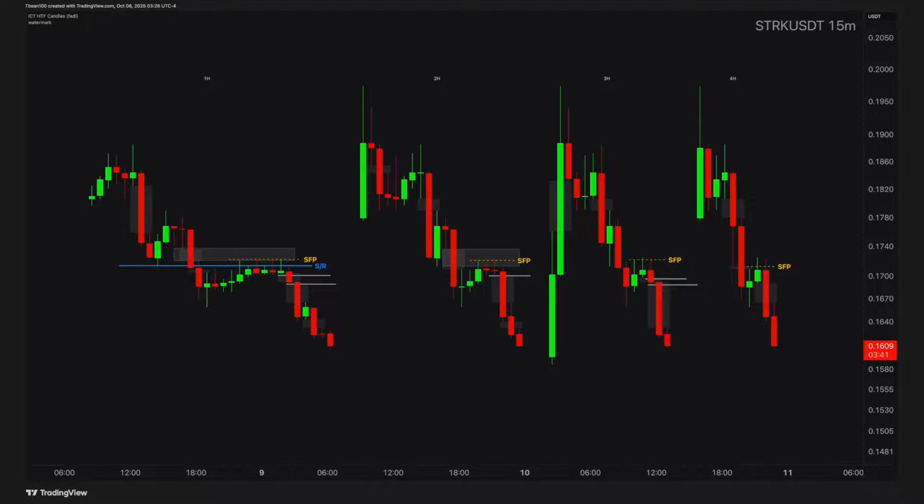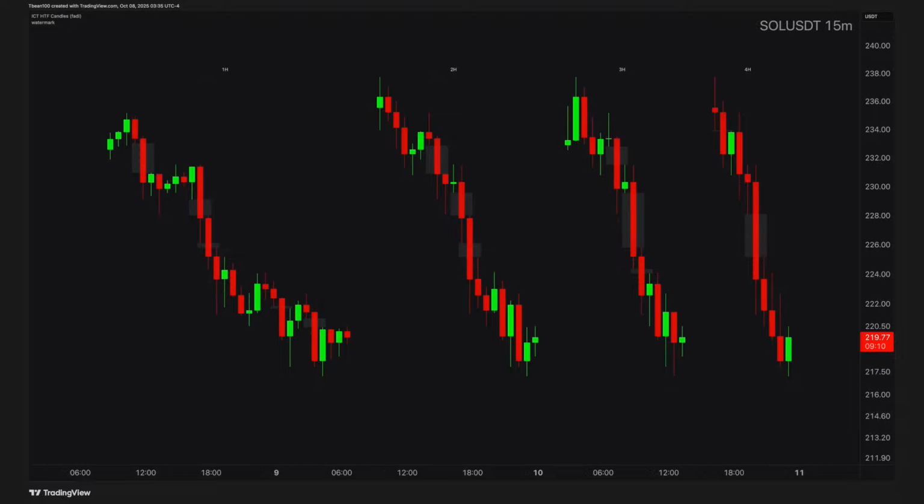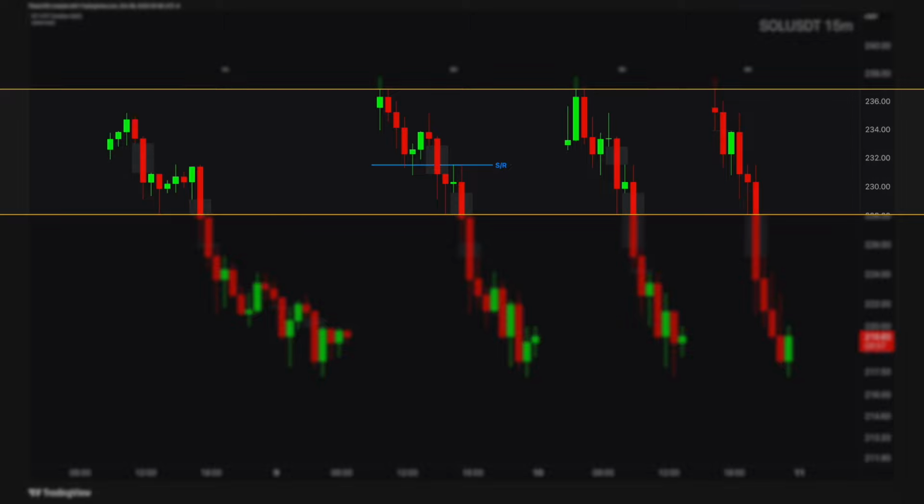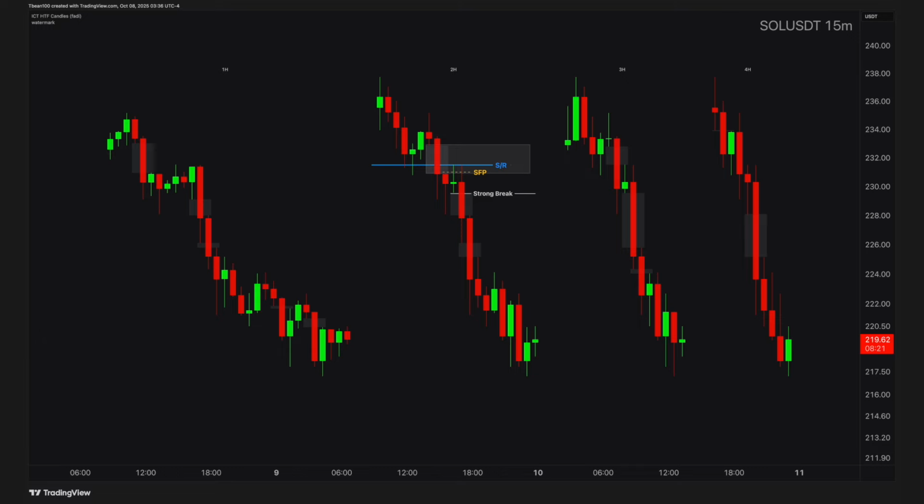This is actually a pretty simple pattern to spot once you know what to look for. For example, if you check out the Solana chart, especially the 2 hour time frame, you can clearly see an SR flip happening with a multi-imbalance level. Right after that, you will notice a swing failure pattern followed by a strong breakdown. That is the exact point where the major crash started. This is another great example of how this pattern plays out when multiple confluences line up in a single time frame.